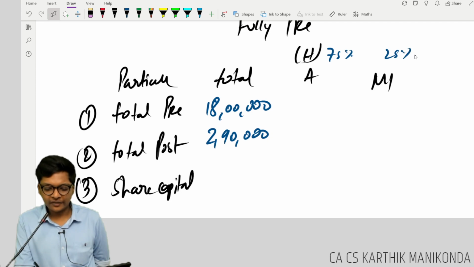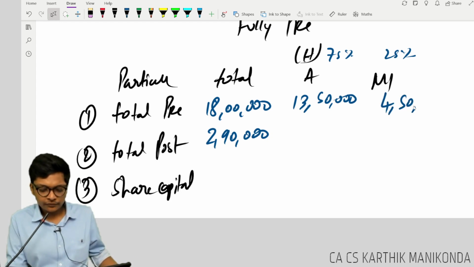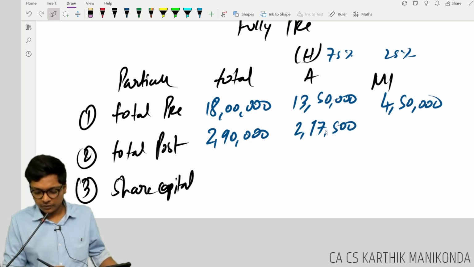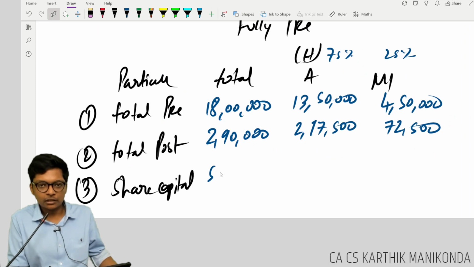75%, 25%. Here 13 lakh 50,000. Post is here 4 lakh 50. Post you split, guys: 2 lakh 17,500 and this one is 72,500. Share capital given in the question is 5,000,000, 50 lakhs. Correct? 50 lakhs.